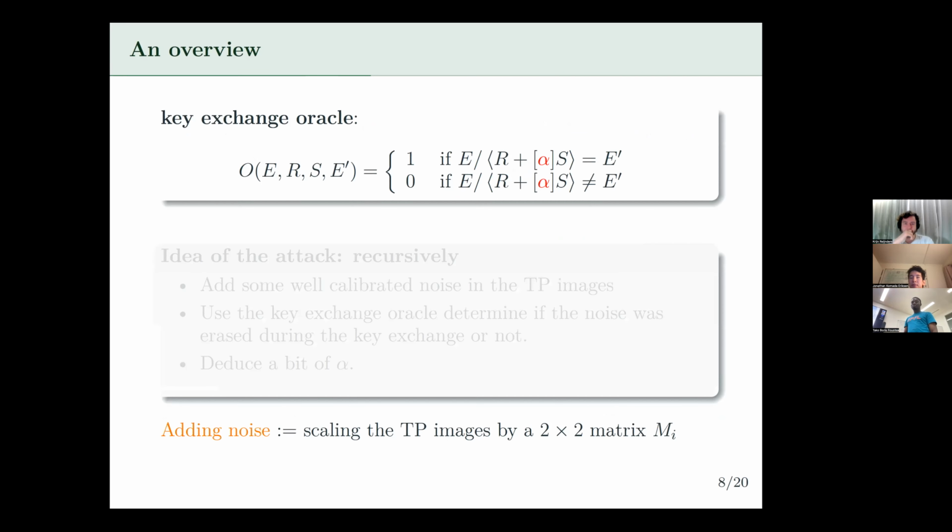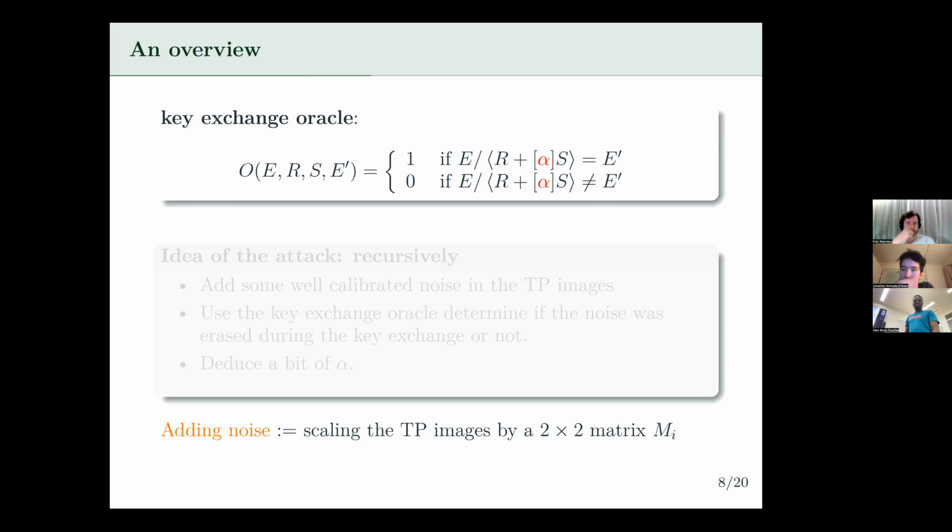So the GPST adaptive attack, how does it work? At the beginning, you suppose that you have access to some oracle, O of E, R, S, E dash. Here, ERS stands for your public key. So you have a certain public key and you have another curve, E dash. And you want to see, when you give this public key ERS to a party that owns an honest secret key, what is the curve that this party computes? Is this curve equal to E dash?